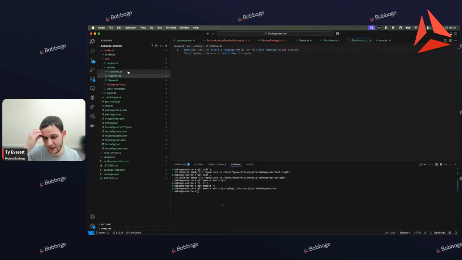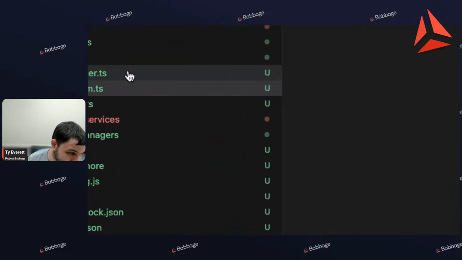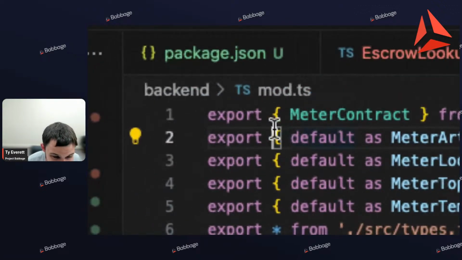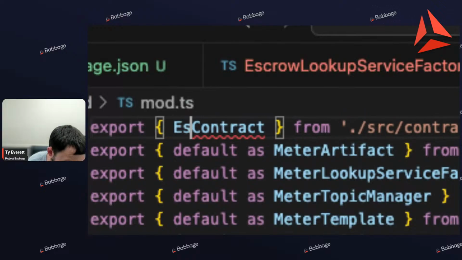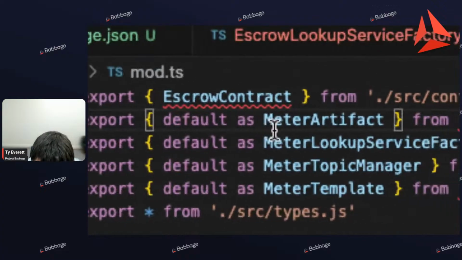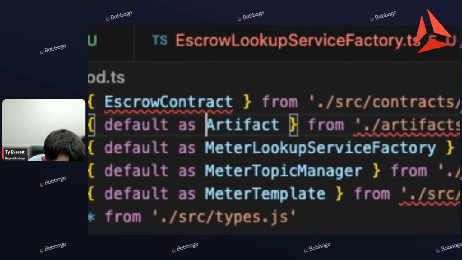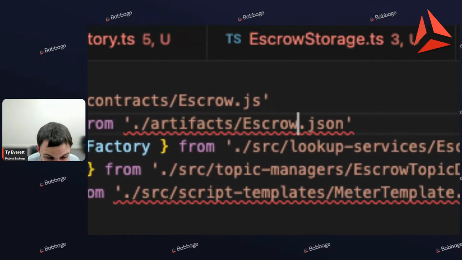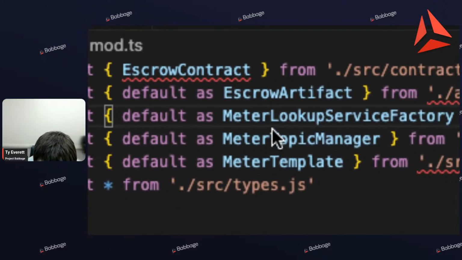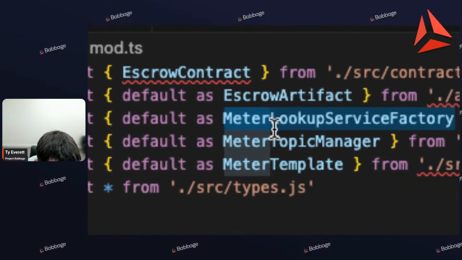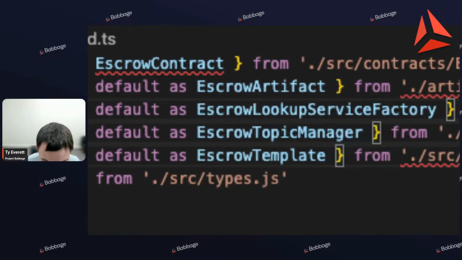All right. So here we are, right? Here we are at the very beginning. Mod.ts. Let's export everything. What do we want? Well, we want to export an escrow contract from that correct file name, an escrow artifact from this non-existent file. Can I just do that? Yes, I can. Cool. Great.